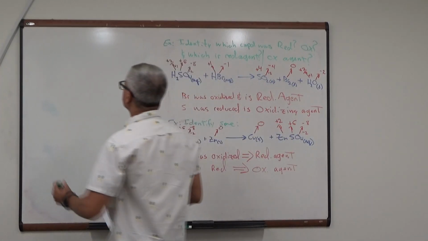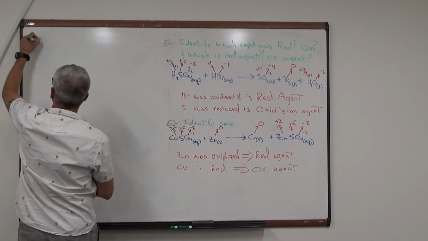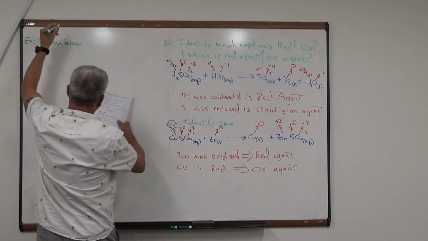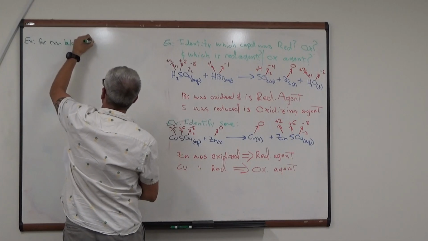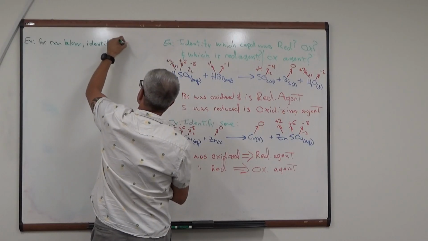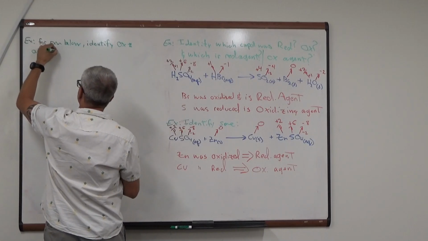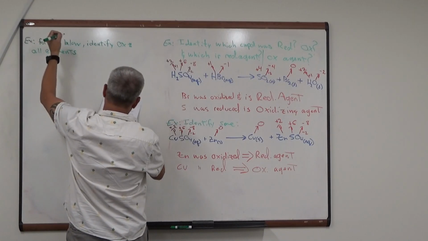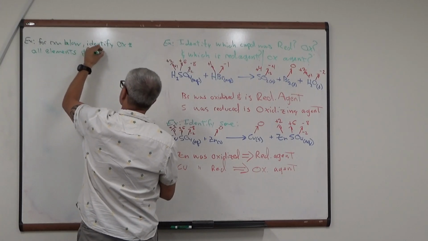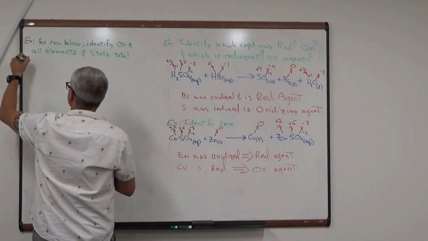All right, so directions this time are for the reaction below, identify oxidation number of all elements, like we've done here. Okay. And state the total number of electrons transferred. That shouldn't be too hard.